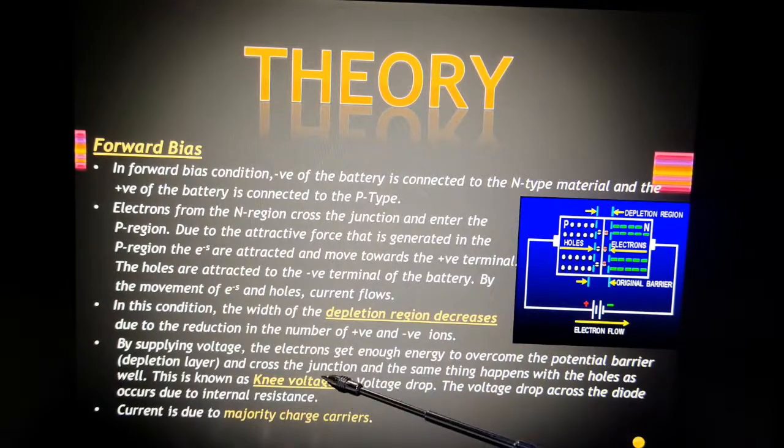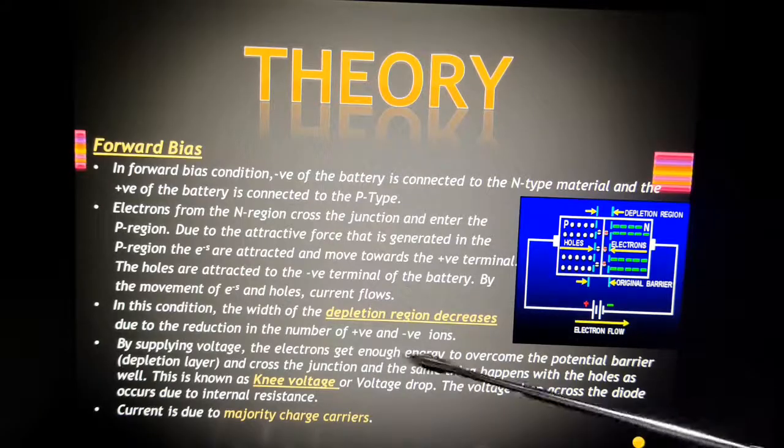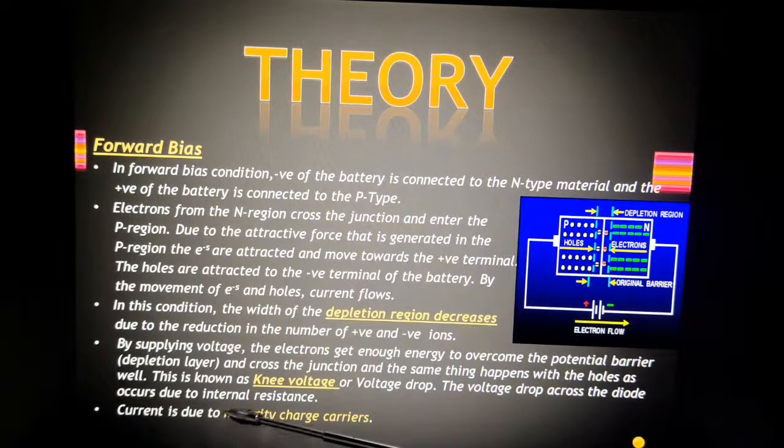This is known as knee voltage or voltage drop. The voltage drop across the diode occurs due to the internal resistance. Current is due to the majority charge carriers in forward bias.